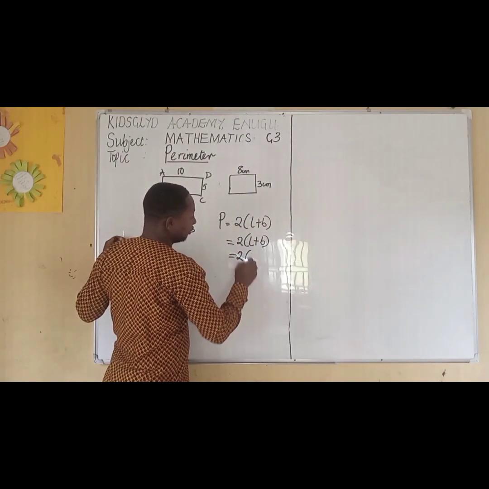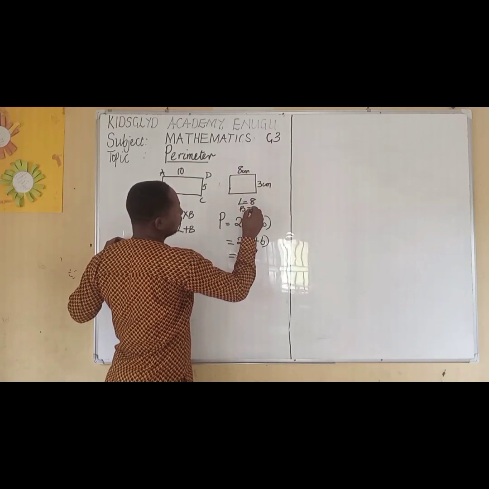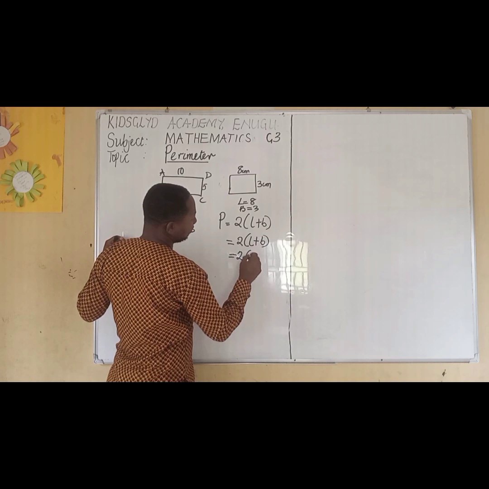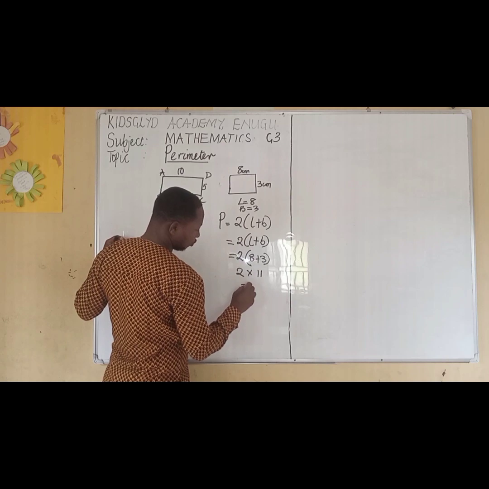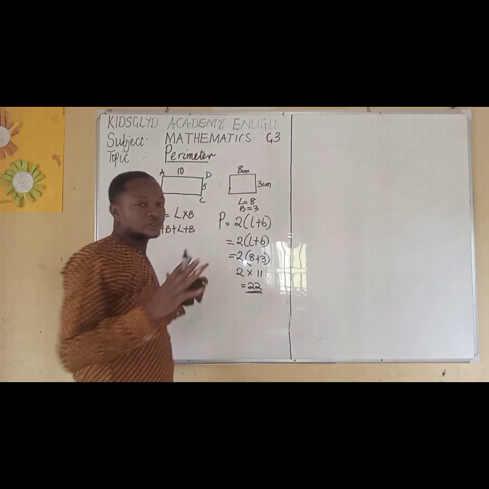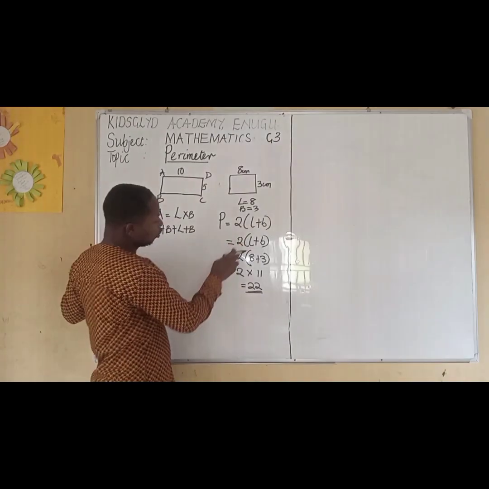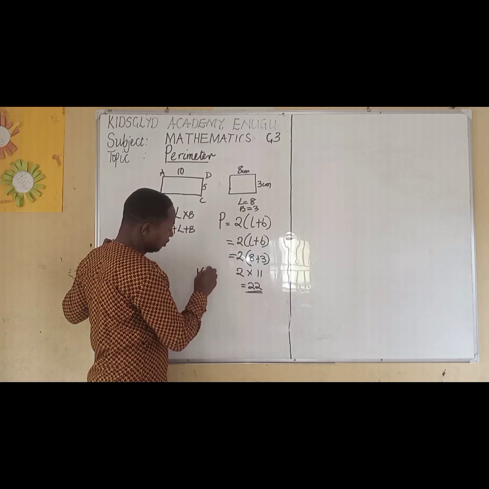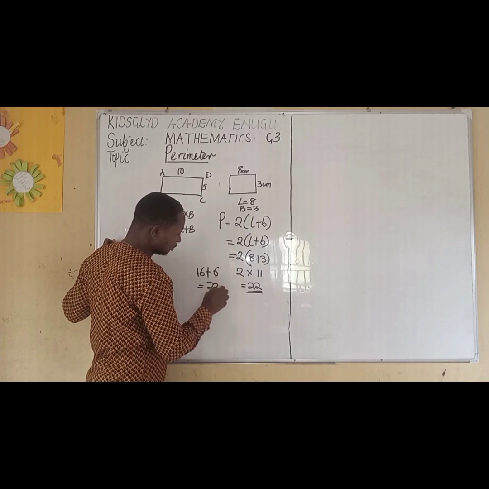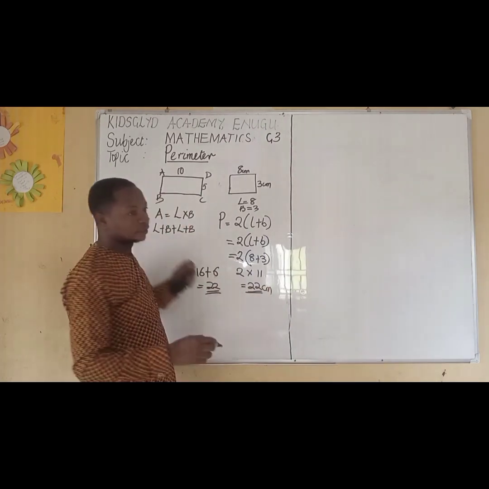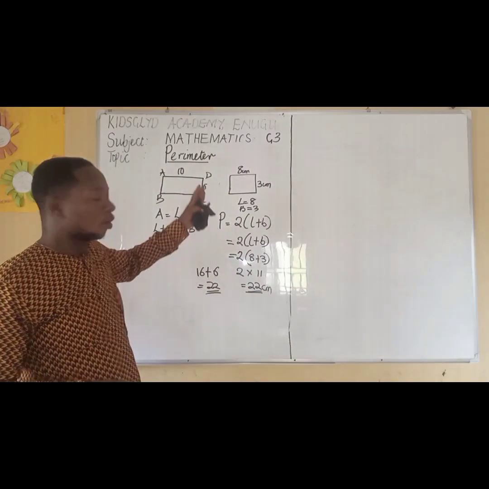That means 2 into L plus B is what? The length is 8, the breadth is 3. So you say 8 plus 3, which is equal to 2 times 11, which is equal to 22. If you wouldn't go this way, which is the right way, you can say 2 times 8 is 16 plus 2 times 3, which is 6. If you add it together, it will give us the same 22 centimeters. So this is the easiest way for us to find the perimeter of a shape.